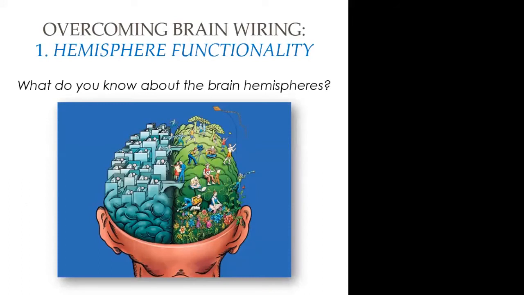Okay, so how can we do that then? Well, there's some hope. There's some hope of leaving the ordinary world behind. And we're talking about two different things concerning the brain that give us hope, right? The first is the hemisphere functionality of the brain.